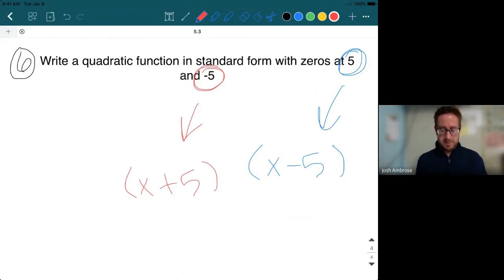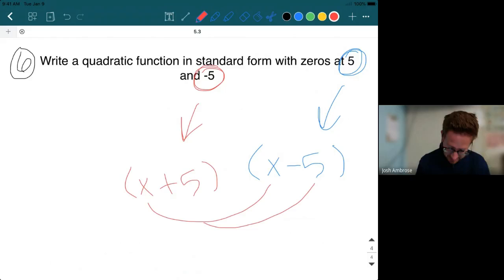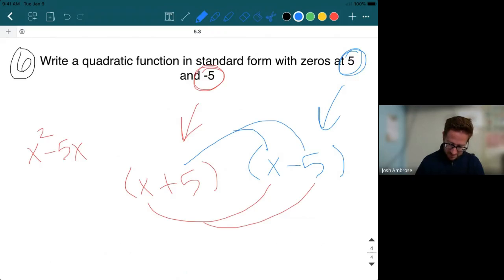You have to FOIL. Ah, yes, that would be the first times the first, then the outer, inner, and last. Let's do that. X times x is x squared. X times negative 5 is a negative 5x. Now let's do the next one. 5 times x and 5 times negative 5. 5 times x now makes a positive 5x. 5 times negative 5 makes negative 25. We're actually not done yet. Why? Because negative 5x, positive 5x cross each other out.